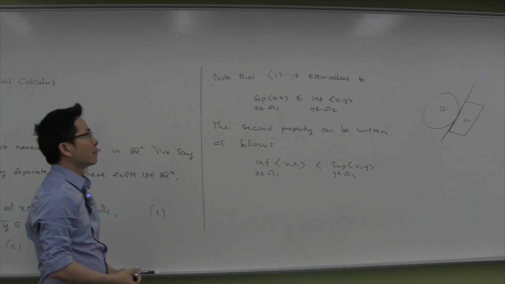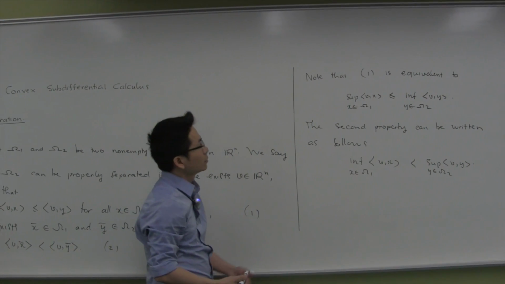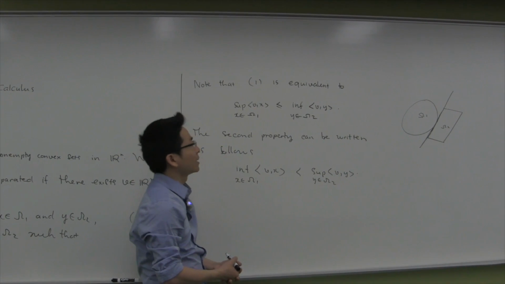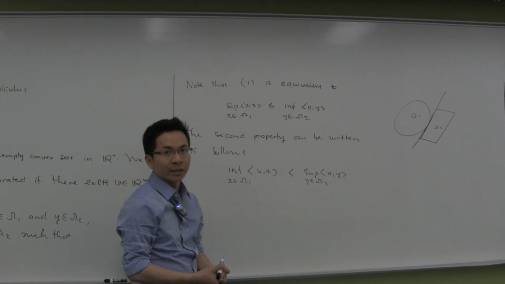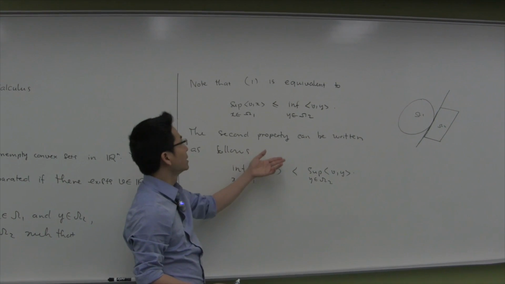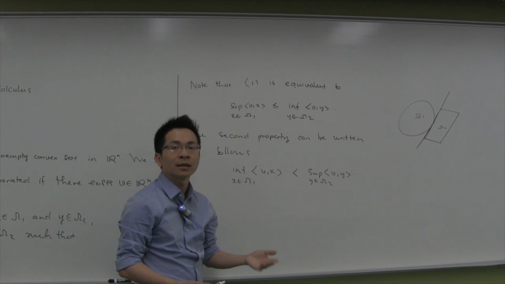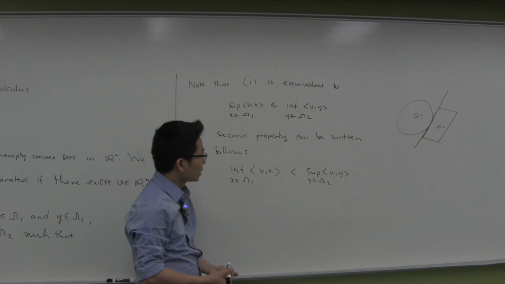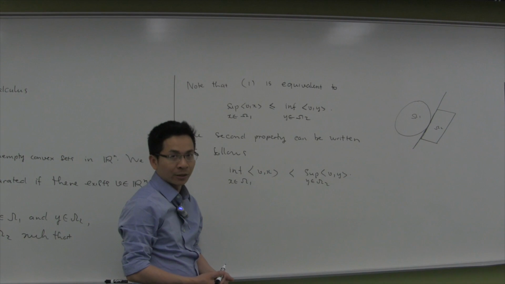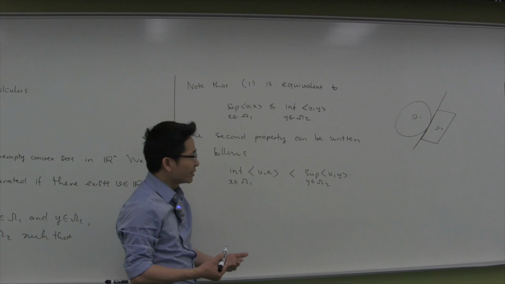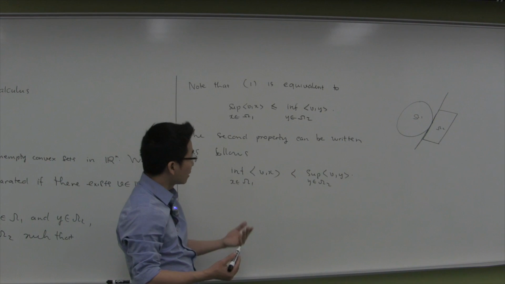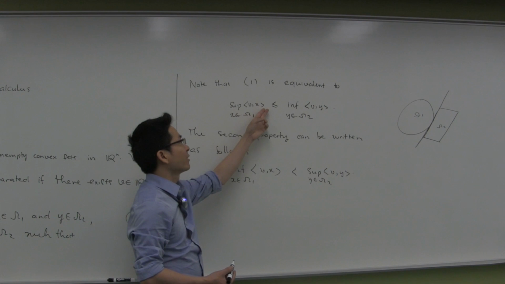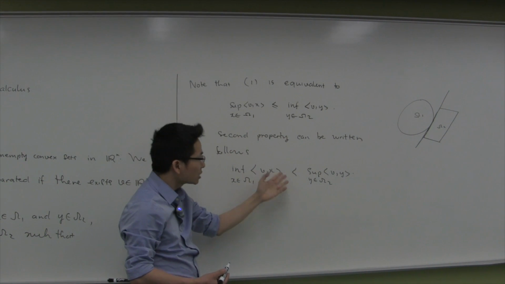So now, if omega 1 and omega 2 satisfy the first property, we also say that omega 1 and omega 2 can be separated. Okay? And if additionally the second property is satisfied, then we say that omega 1 and omega 2 can be properly separated. Okay? So now I'm going to give an example in which omega 1 and omega 2 can be separated. That means they satisfy the first property but not the second one.